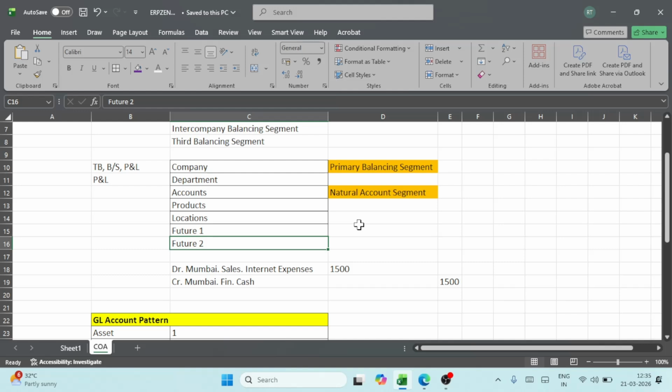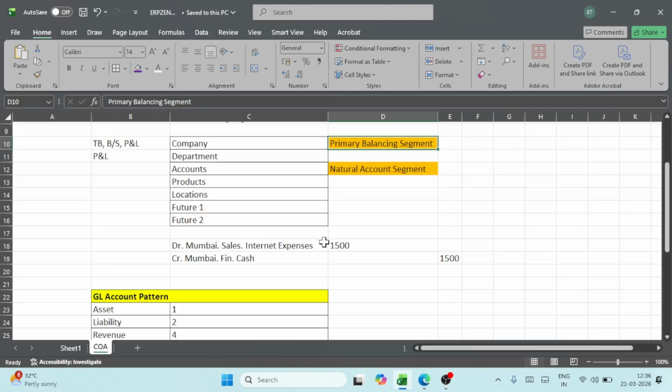Now, at what level was the management interested to prepare financial reports like trial balance, balance sheet, etc.? We will ask the client at which segment they are going to prepare the financial reports like trial balance, balance sheet, profit and loss, cash flow statements, and after identification, we will assign that primary balancing segment to that particular segment, so that whenever you are entering a journal, the system will always make sure that at company level, the debits and credits are matching.